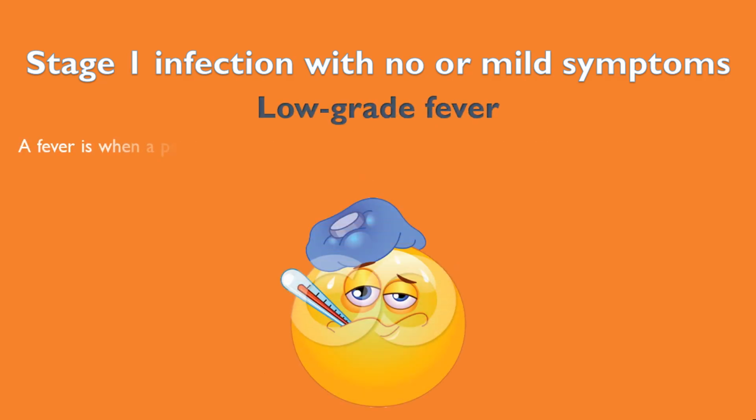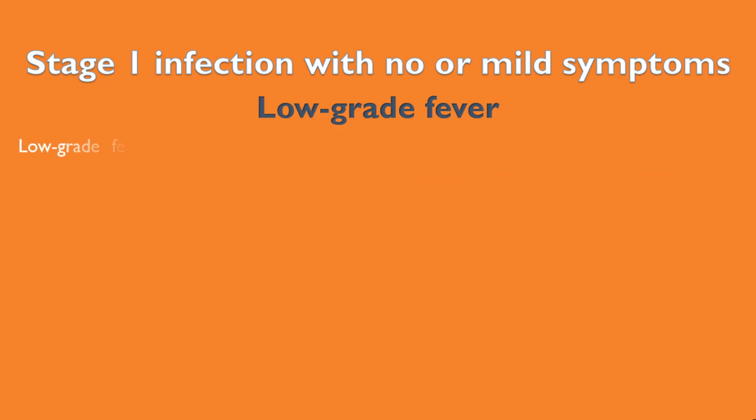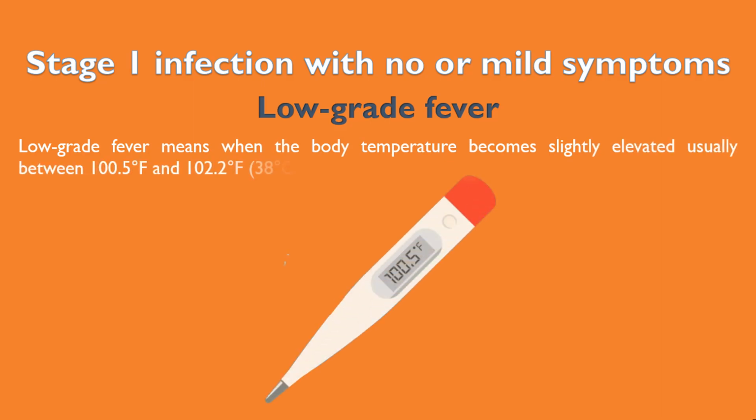Low-grade fever. A fever is when a person's body temperature is higher than normal, 98.6 degrees Fahrenheit or 37 degrees Celsius. A fever is a result of the body's immune system trying to fight off an infection. Low-grade fever means when the body temperature becomes slightly elevated, usually between 100.5 degrees Fahrenheit or 38 degrees Celsius and 102.2 degrees Fahrenheit or 39 degrees Celsius.